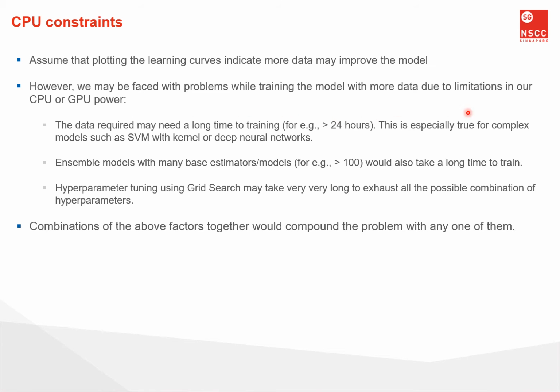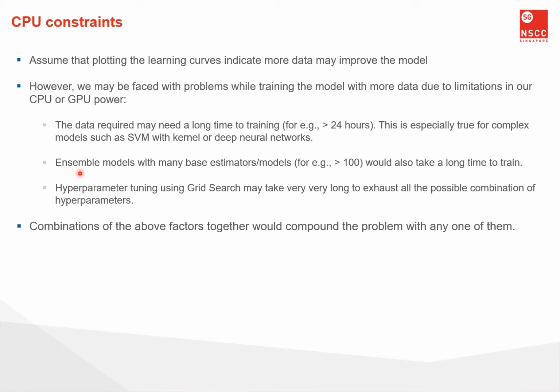This is especially true for complex algorithms such as support vector machines with a polynomial kernel, or for deep learning neural networks, a very large deep neural network with many layers and many weights to actually update. So this kind of algorithms, they generate large models which take a very long time to train. So the constraint here is that we don't have enough CPU power or GPU power. We don't have enough computational power to be able to do the training in a reasonable amount of time.